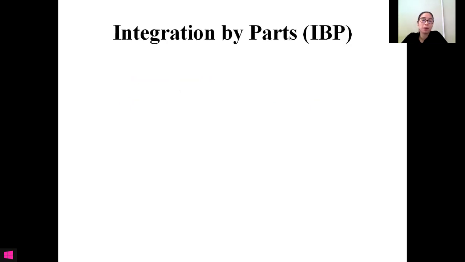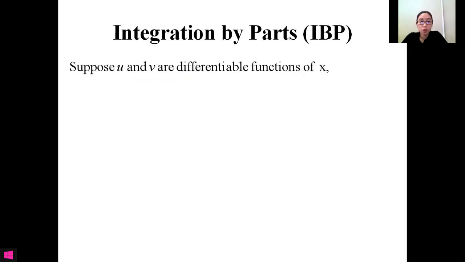So what is IBP, or unsa ning properties ni integration by parts? So suppose U and V are differentiable functions of x. So we recall that we also have this sort of integration by parts gyapon, katong UdV plus VdU, gyapon sa ato ang differential calculus. If we derive ang product, ang ato ang product rule, di ba? Product rule siya, di. So naa ta UdV plus VdU.